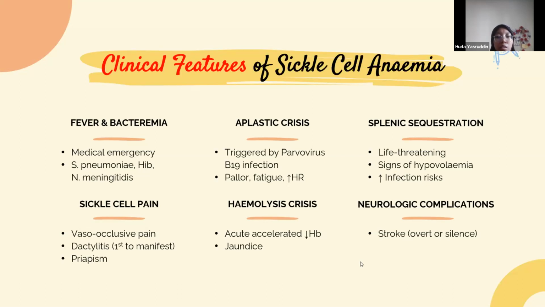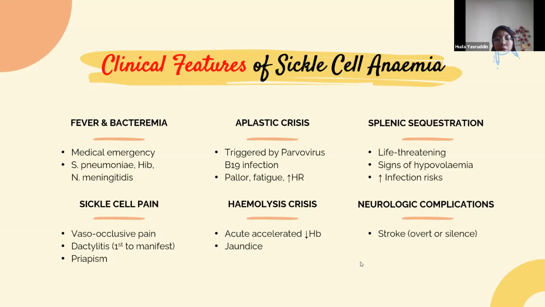And then in splenic sequestration, the patient may have a rapid enlargement of the spleen, and this can cause left-sided abdominal pain and distension. It is also very life-threatening because it may show signs of hypovolemia, because in this patient there will be blood trapping at the spleen, which can cause profound anemia.